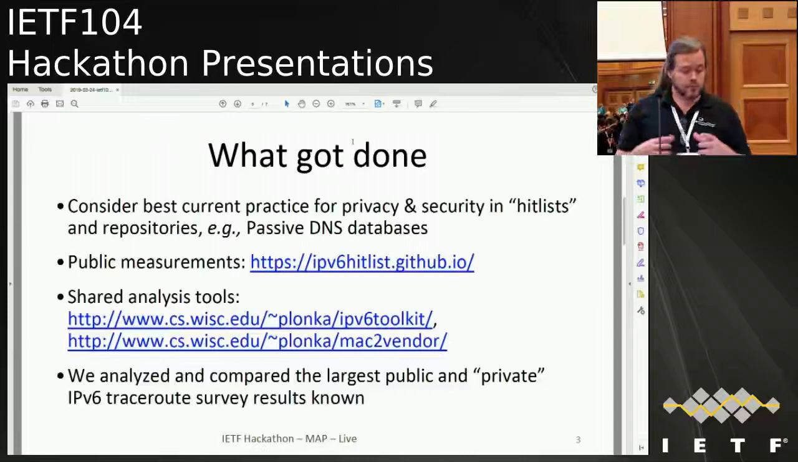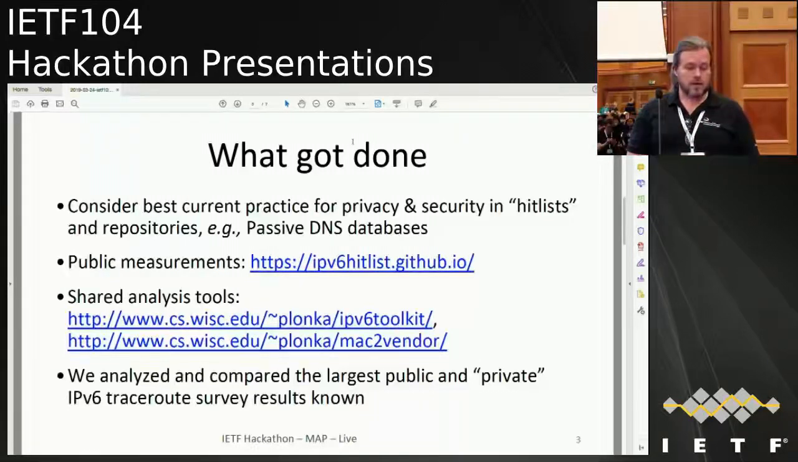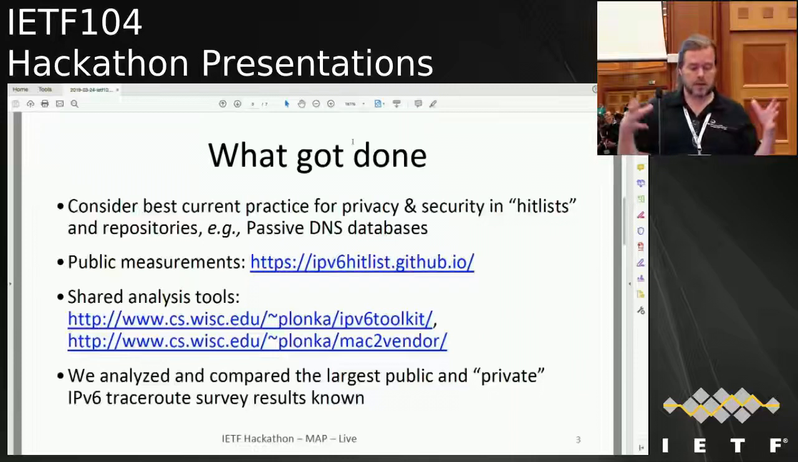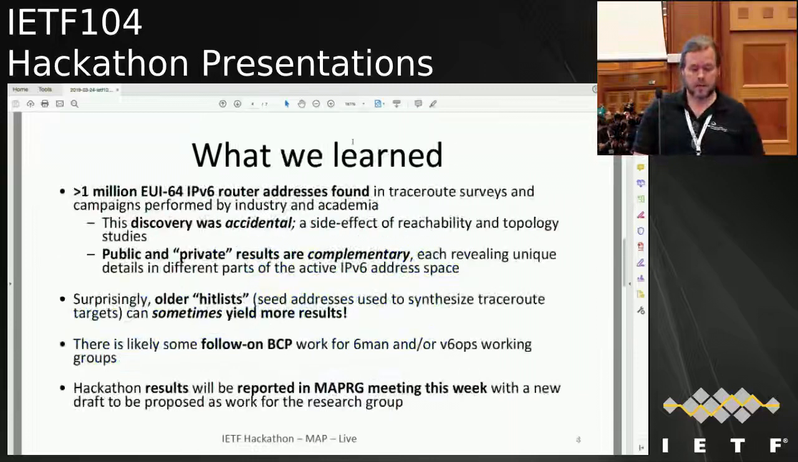So what we got done, we considered best current practice for the privacy and security of what we divulge in these results, and we realized that there are repositories of things like IPv6 addresses out there in the world today, and there might be best current practices that would prescribe how they should behave, whether they're commercial or public. And there's a URL here for Oliver's project and a couple of the tools that we hacked a little bit on today to get the combined results. So the idea was to take the 2 largest known IPv6 measurement surveys, public and private data, and combine them together. So what did we learn?